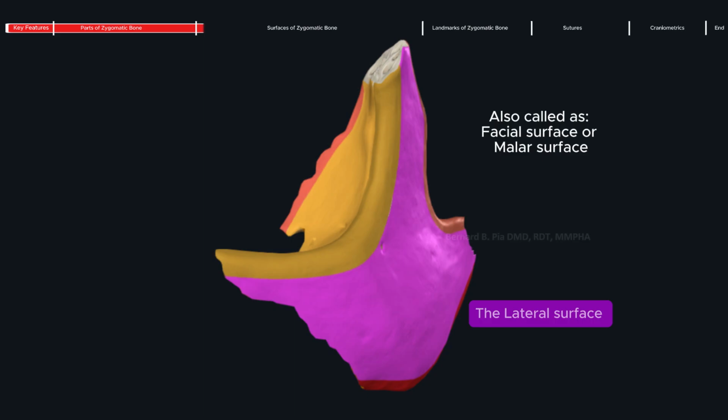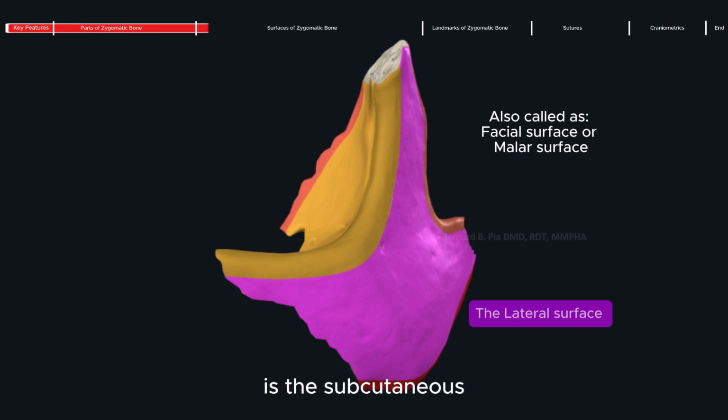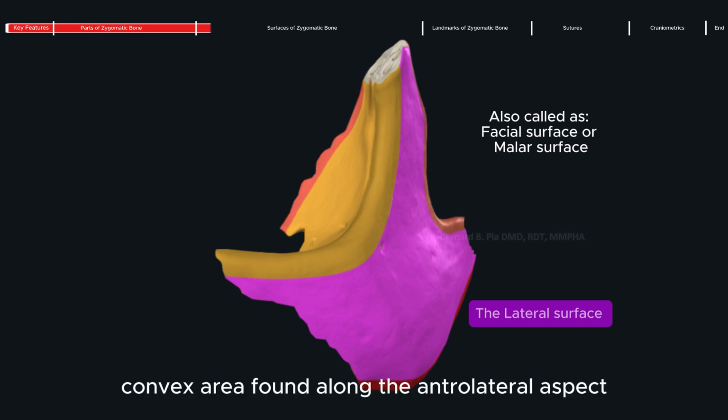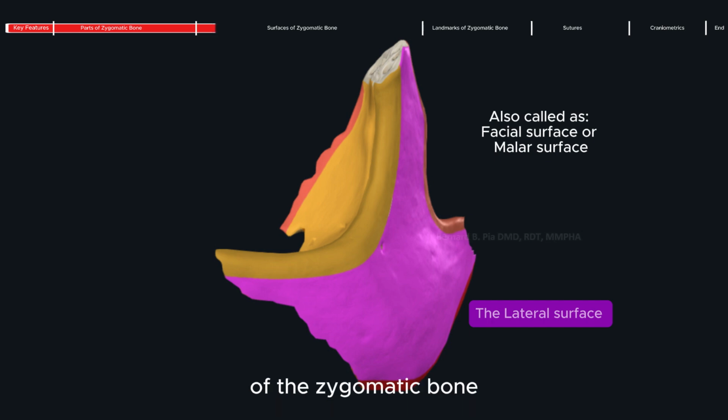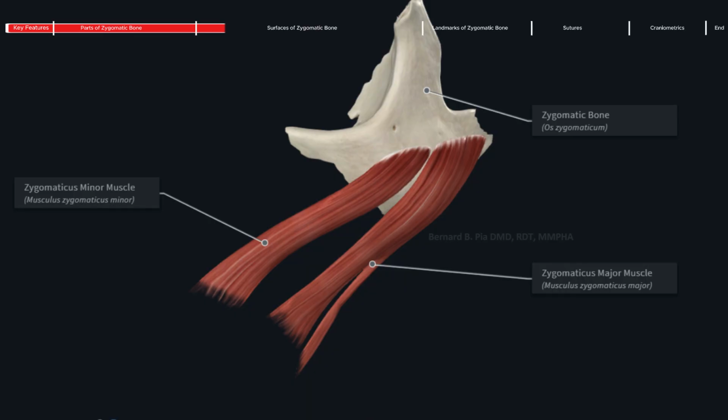Surfaces of zygomatic bone. 1. The lateral surface, facial surface, or malar surface is the subcutaneous, convex area found along the anterolateral aspect of the zygomatic bone. It is one of three surfaces of the zygomatic bone, the other two being the temporal and orbital surfaces. The lateral surface consists of the zygomaticofacial foramen and provides origin sites for the zygomaticus major and minor muscles.